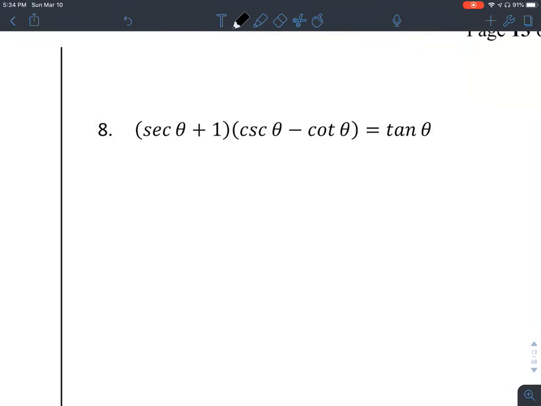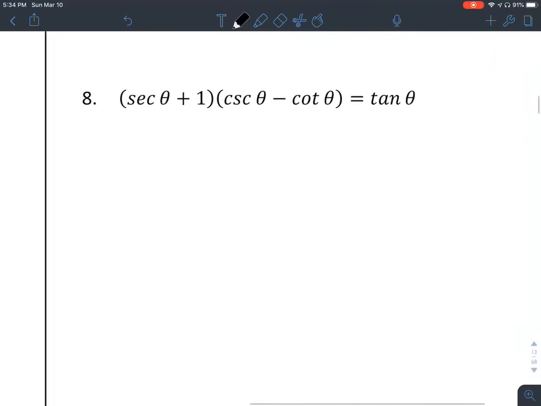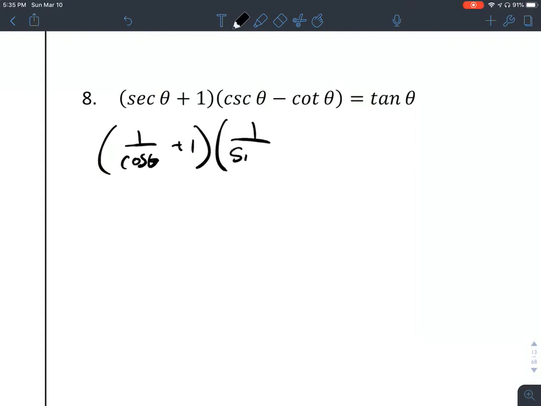This whole left side somehow simplifies to tangent. So we could multiply this stuff out, then change to sine and cosine, or we can change to sine and cosine first. I'm going to do that. I'm going to change to sine and cosine first for this one. How do I decide? I just randomly decide. I don't know which one's going to be better.